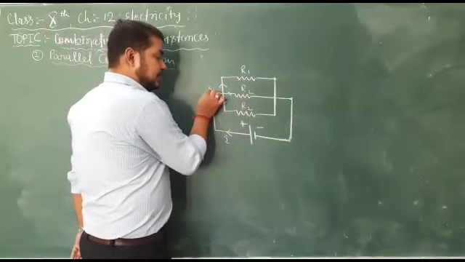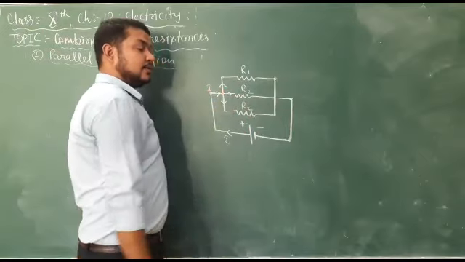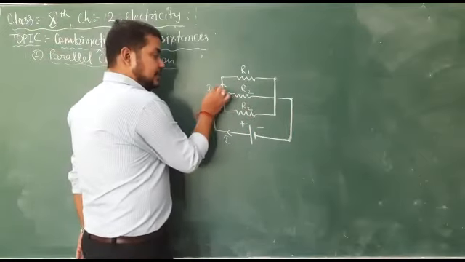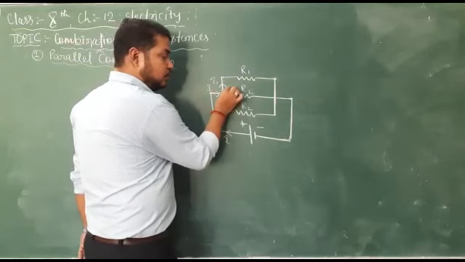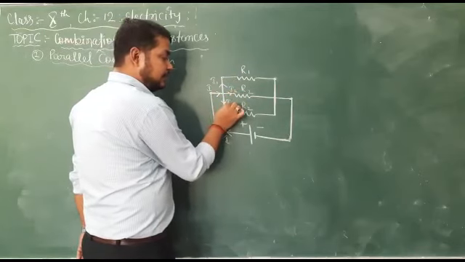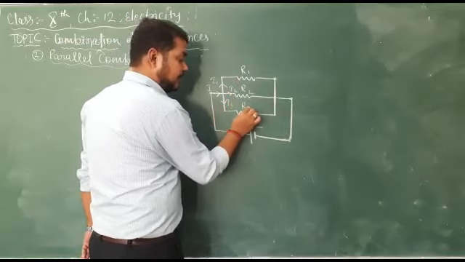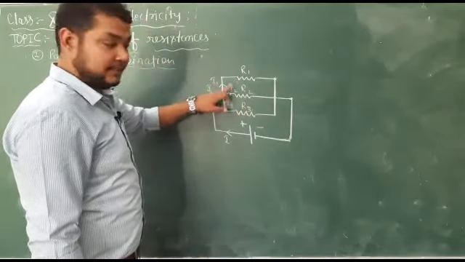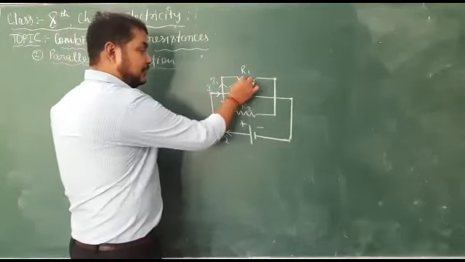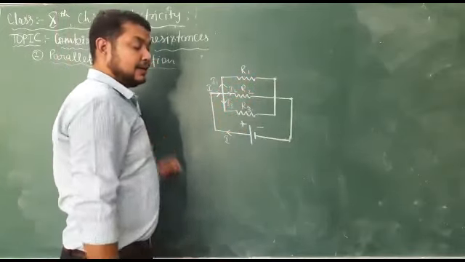So let's say the current entering the circuit is I. Now it has three paths. I1 will go across R1, I2 will go across R2, and I3 will be along R3. So at this point the current is divided into three different parts. So we say R1, R2 and R3 are all in parallel combination.